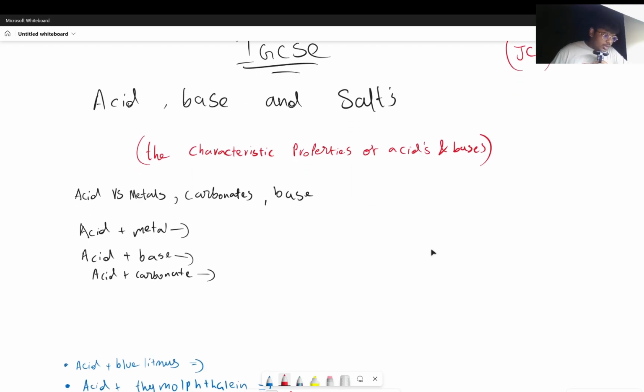So in this chapter, the subtopic, there are, if I'm not wrong, let me check, there are 12 key points which Cambridge wants you to know. These 12 key points, let's start with the first one. The first one is gonna be how acid reacts with these compounds, metal, carbonates and base, and what is the product of all these.